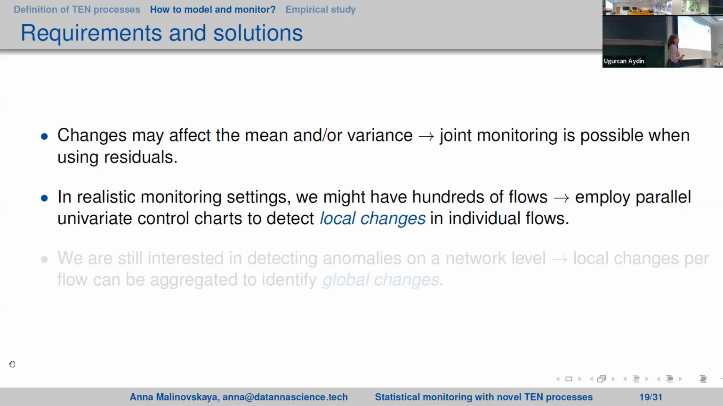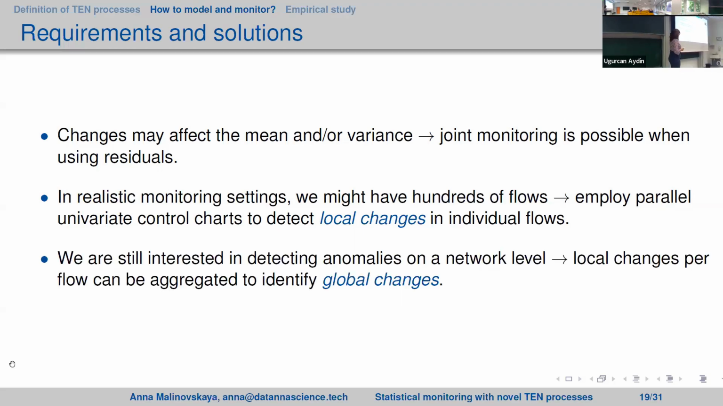Then you need to do something like PCA, but then you lose the actual interpretation of which flow I should look at and what I should fix. So this is why we can first think about detecting local changes. Basically, implement a lot of univariate control charts and check if each flow is still under control or not. Then we can combine these local changes into a so-called global change. For that, we also need to understand how we can aggregate them. So this is a two-step process we now need to decide on.